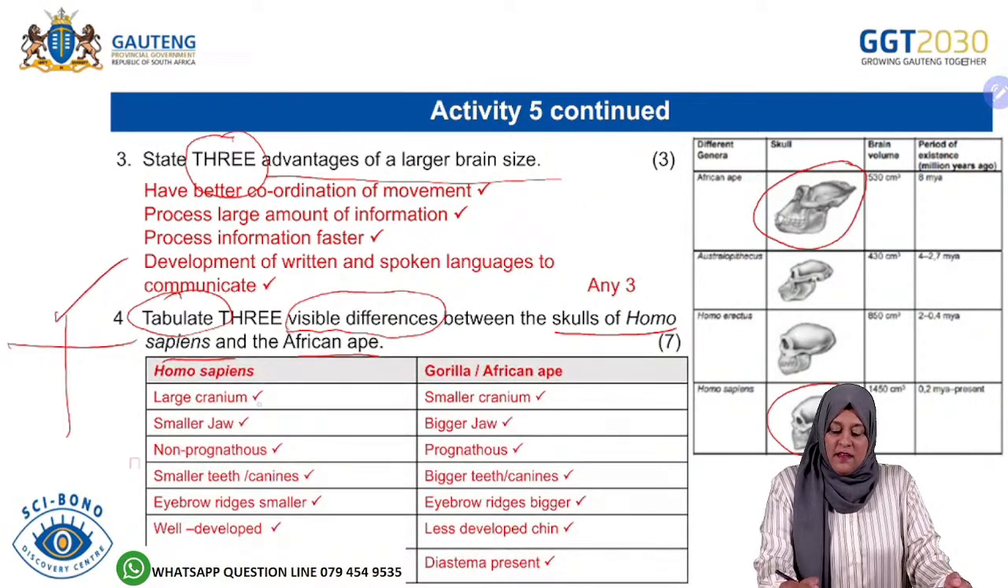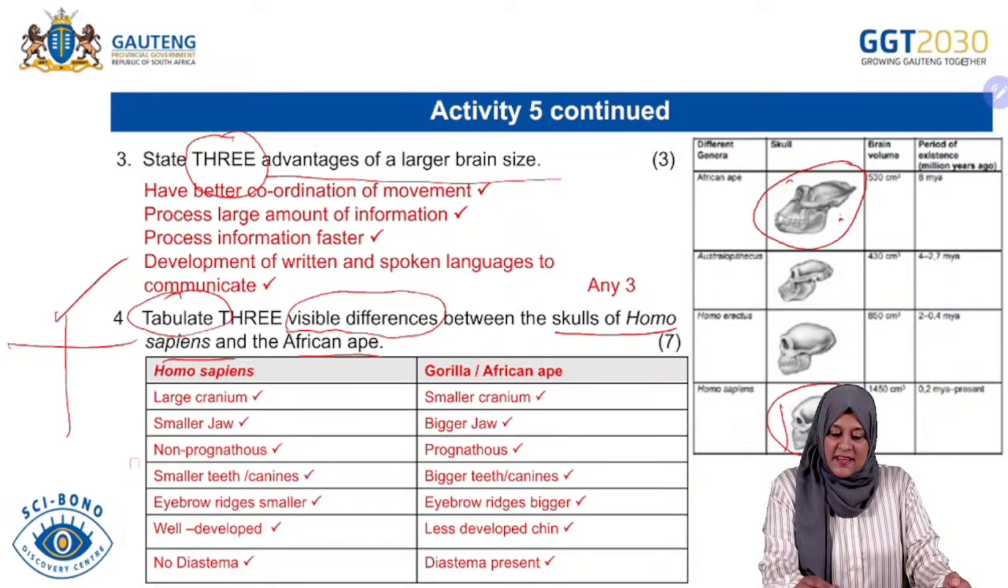So you could say Homo sapiens, large cranium, here smaller cranium. Smaller jaw, bigger jaw. Non-prognathous, straight, and here prognathous, okay? Smaller teeth or canines, and the ape had much larger teeth or canines. Eyebrow ridges are present there. Eyebrow ridges here are much smaller. Well-developed chin, and here there's no well-developed chin. And there's a diastema there, but there's nothing present in the Homo sapiens, okay? So make sure you understand that.